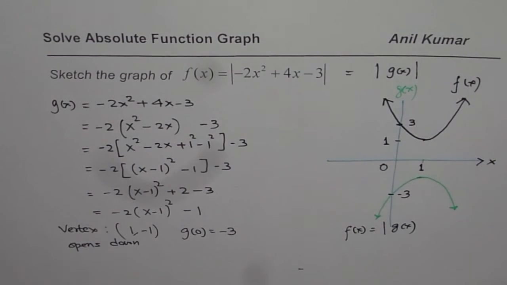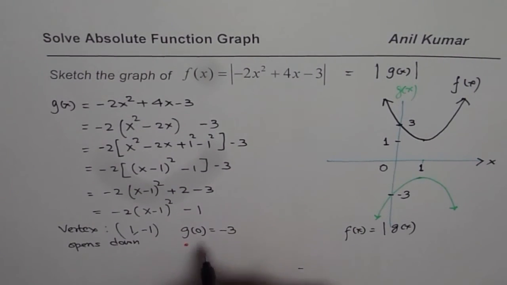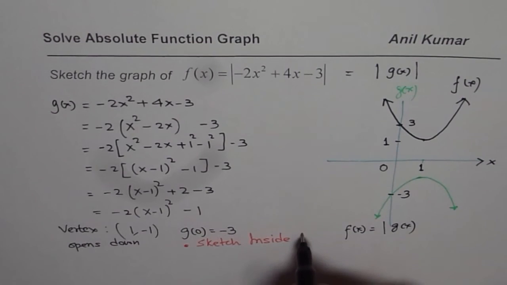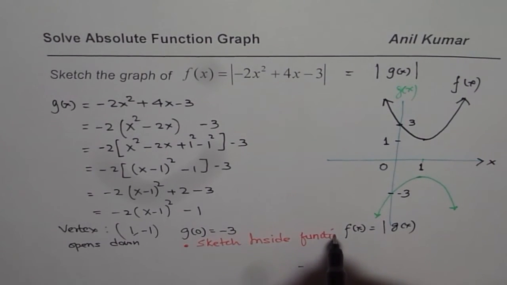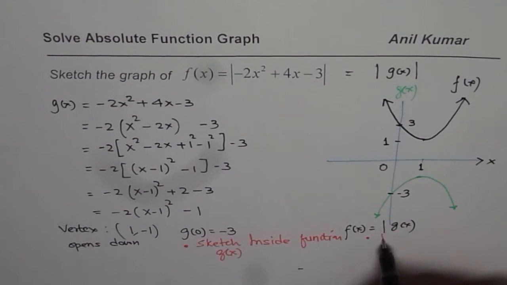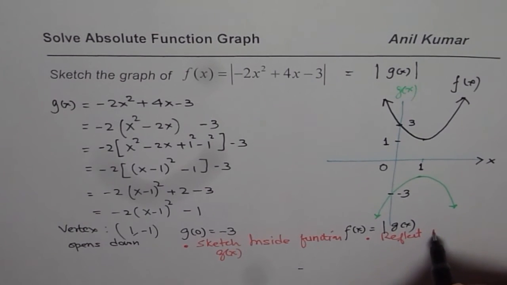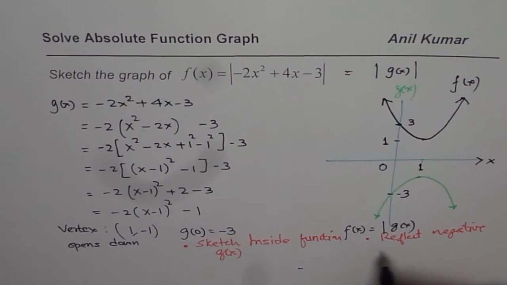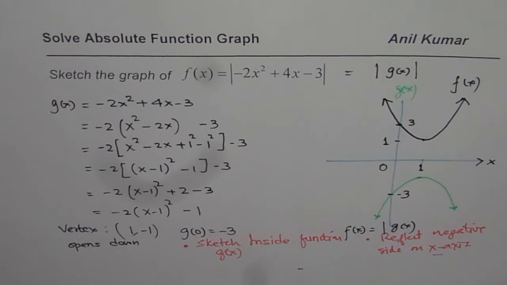So I hope the steps are clear to you. First step, what we did was sketch the inside function, which was g of x in our case. And the second step was we need to reflect the negative portion on the x-axis. In this case, the whole graph was in quadrants 3 and 4, so it just gets reflected to quadrants 2 and 1, and that is what you get, right?